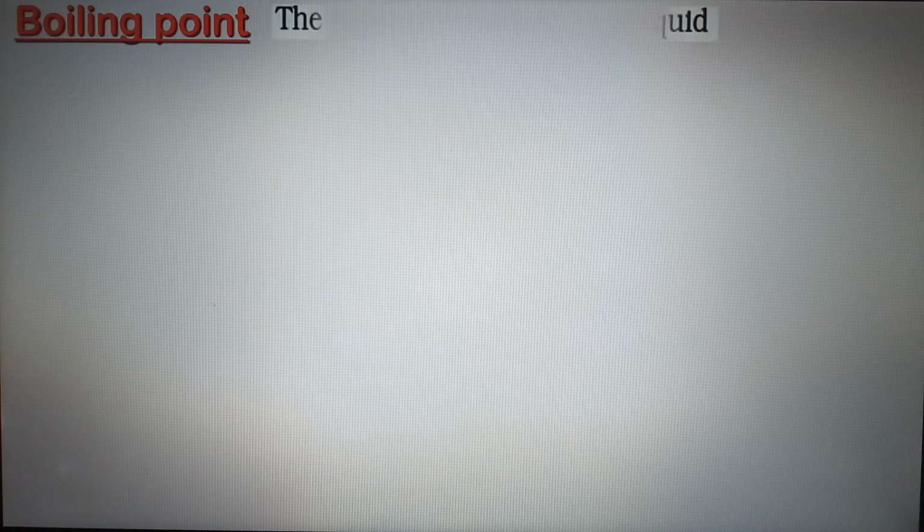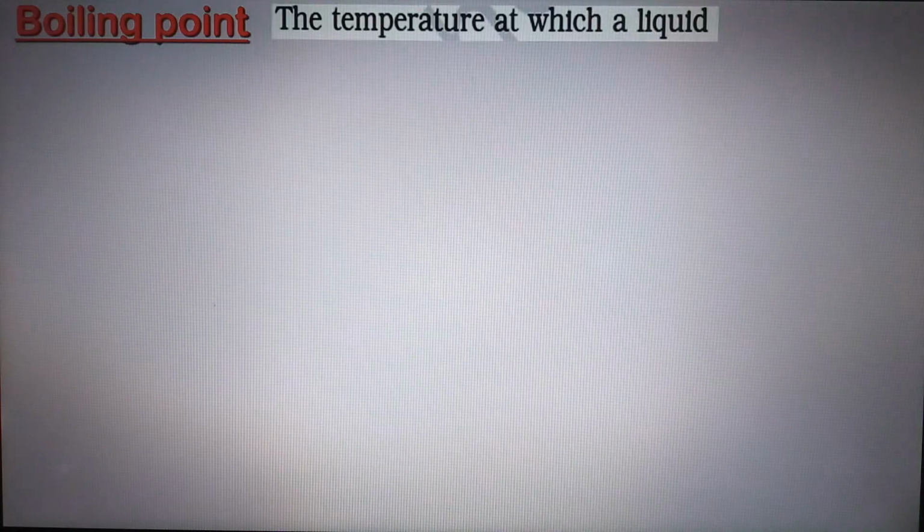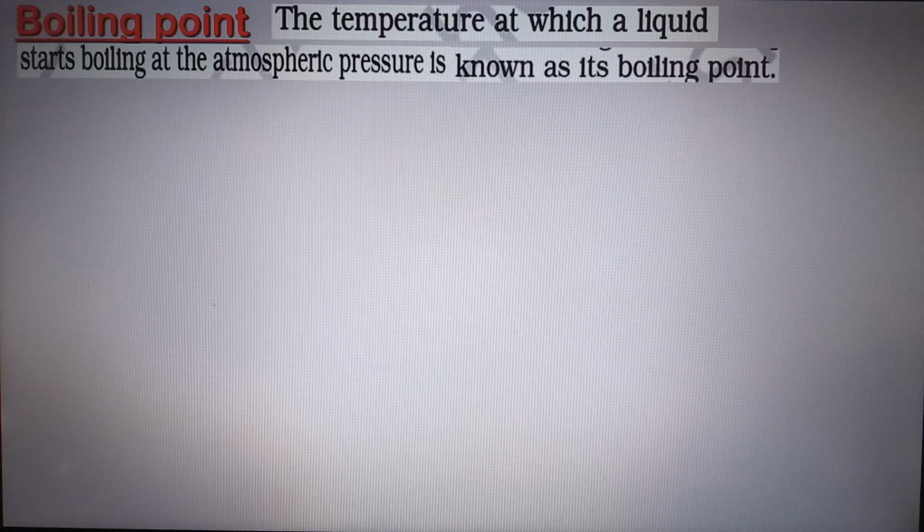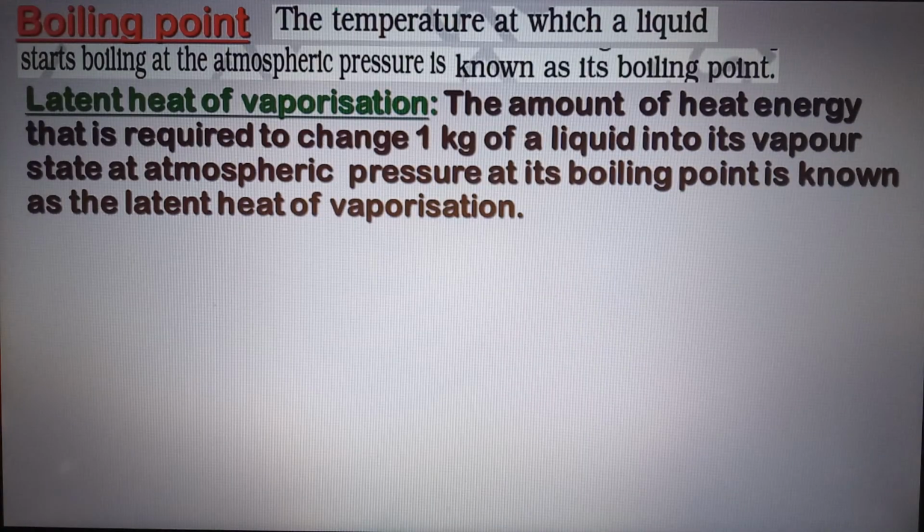Now talking about boiling point. The temperature at which a liquid starts boiling at atmospheric pressure is known as its boiling point. It means the temperature at which liquid starts converting into vapor, and there is a constant reading on the thermometer, is called the boiling point. Latent heat of vaporization. What do you mean by latent heat of vaporization?